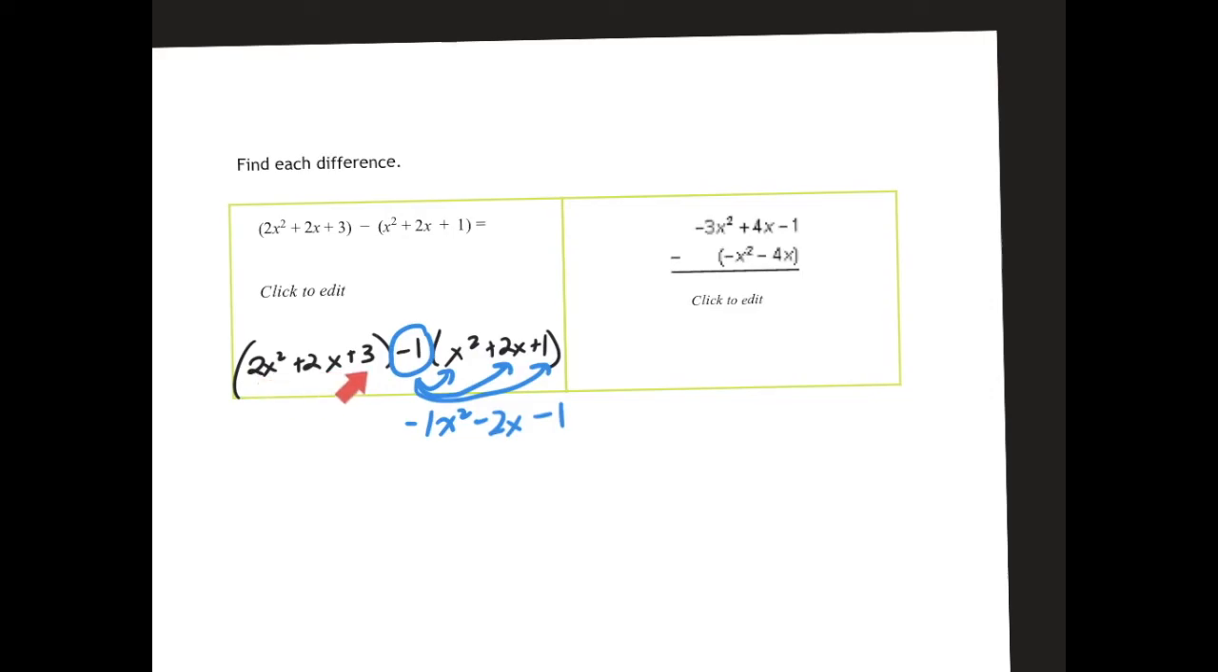Now I didn't do anything to this first expression here, so I'm going to bring it down right over here. So I end up getting 2x squared plus 2x plus 3.